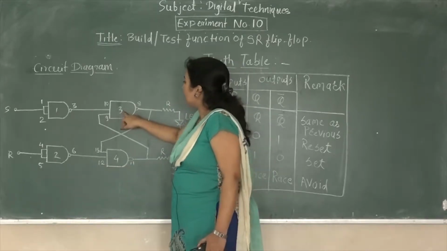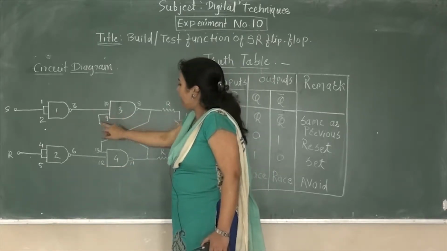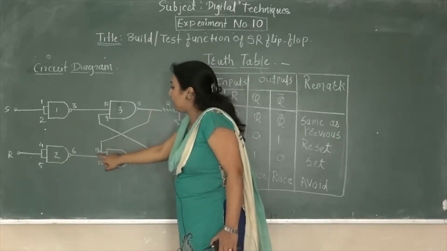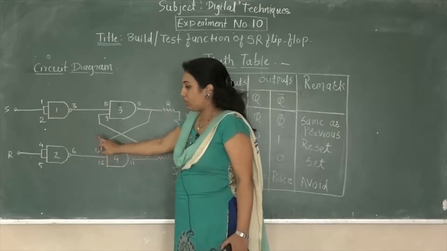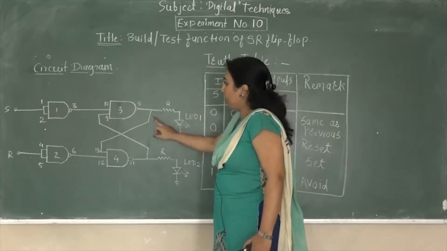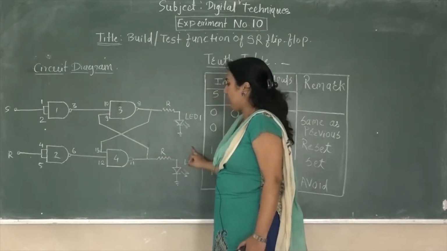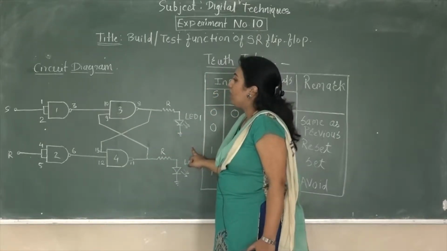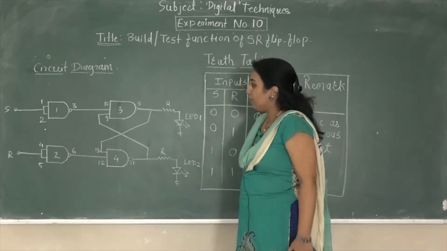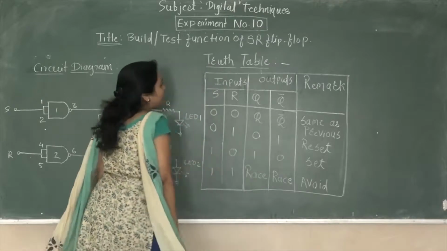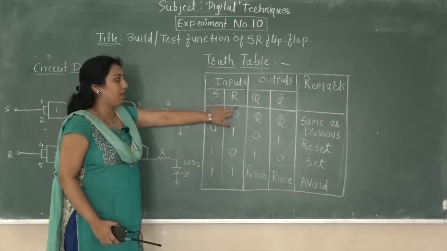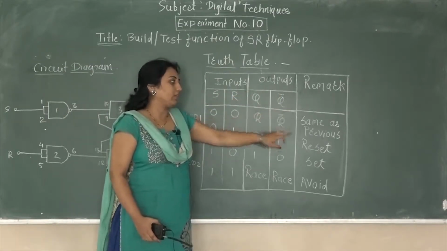Next, pin 9 is connected to pin 11 and pin 8 is connected to pin 13. This connection is a cross-coupled connection. Pin 8 is the output terminal Q, and pin 11 is the output terminal Q bar. So this is the circuit diagram of the SR flip-flop using NAND gates. For this circuit we show the truth table, with two inputs S and R and two outputs Q and Q bar.